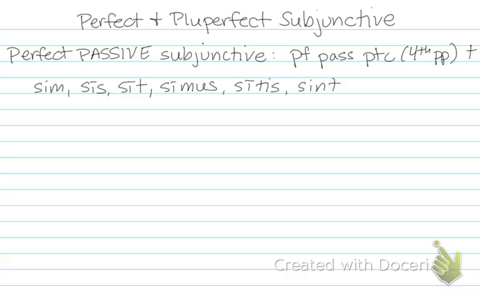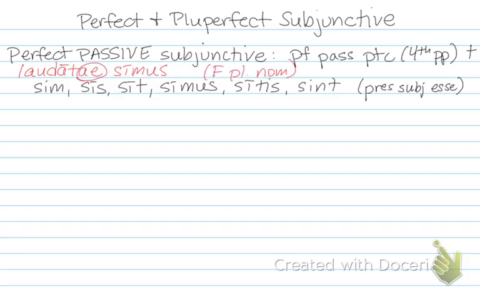sis, sit, simus, sitis, sint, which happens to be the present subjunctive of to be. So laudatae simus is an example of the first person plural. Remember that any perfect passive participle must agree with the noun it modifies in gender, number, and case.